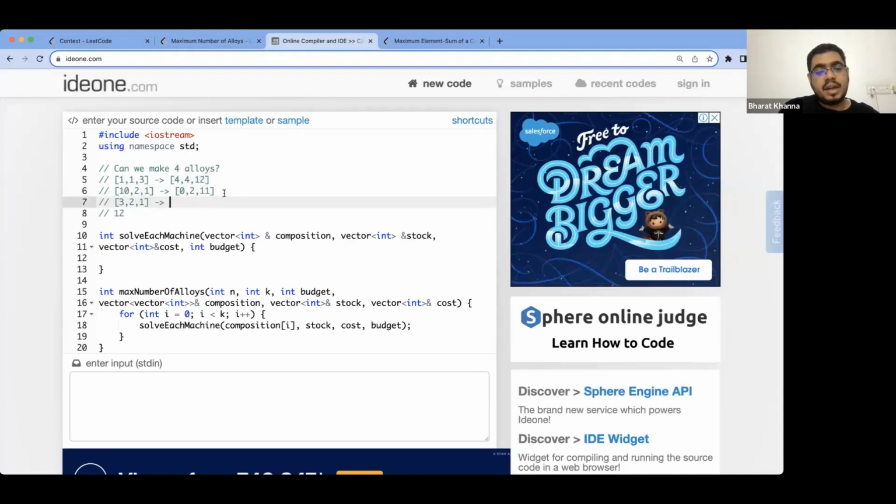Now let's go to cost. Now to buy this extra, how much cost do we need for first metal? 0. For second metal, 2 into 2, 4. For third metal, 11. Total, 15. So, can we make 4 alloys with this budget? Not possible. Does this calculation make sense to everyone?